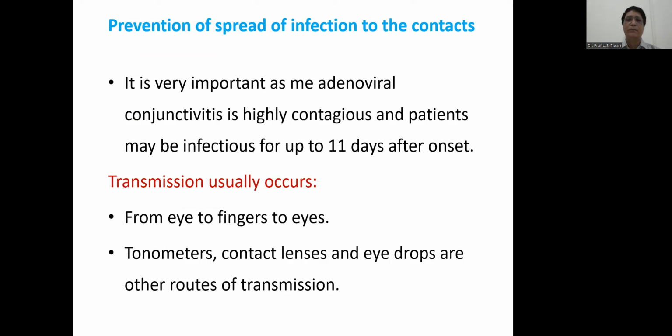Prevention of infection to the contacts is a very important part of the management of this viral infection, since this conjunctivitis is highly contagious, and patients may be infectious for up to 11 days after the onset of the disease. So the patient may continue to infect others. Let's remember that the transmission usually occurs from the eyes to the fingers to the eyes. So eye, finger, eye. This chain you need to remember and break this chain.